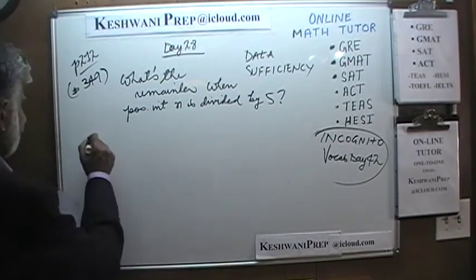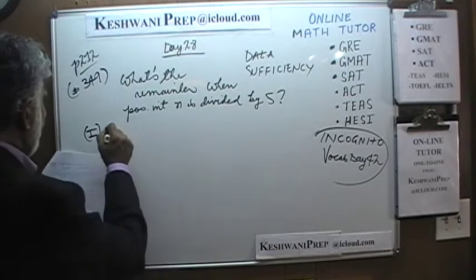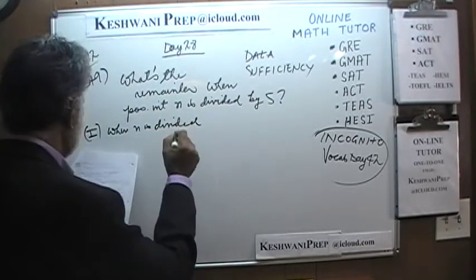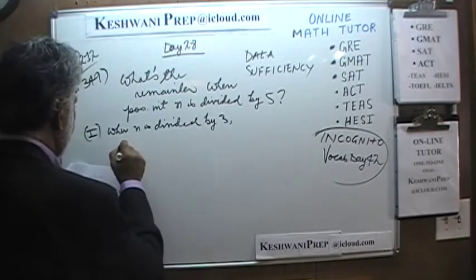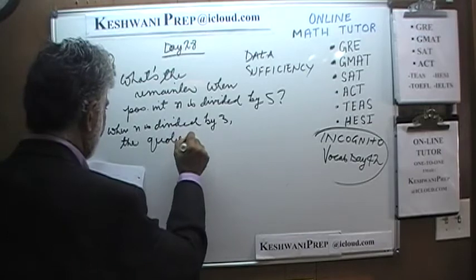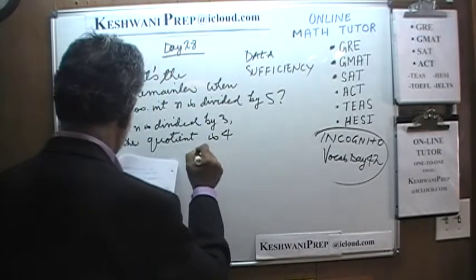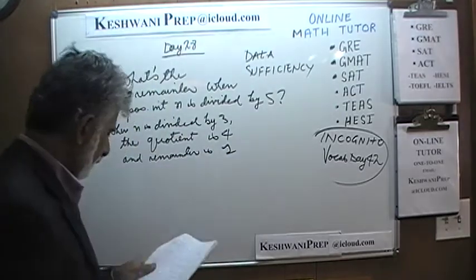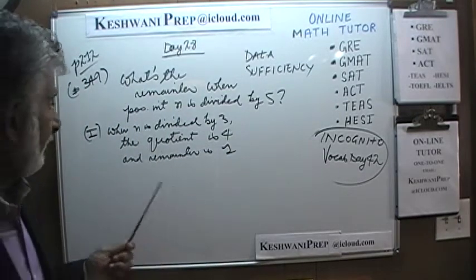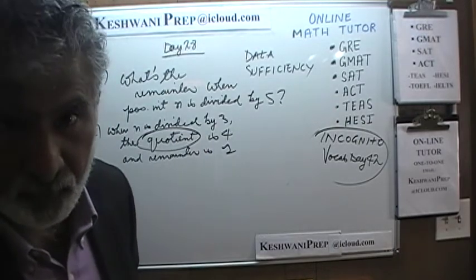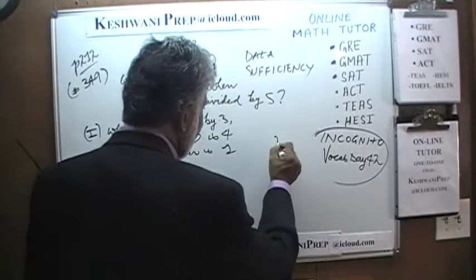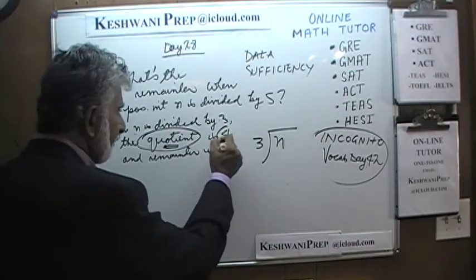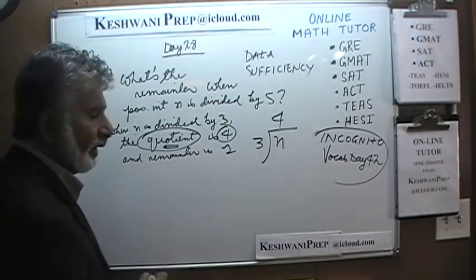Let's see what they tell us in statement 1. Statement 1 tells us that when n is divided by 3, the quotient is 4, and the remainder is 1. So we do have to know what these words mean. Quotient is simply a very fancy way of saying the result of a division problem. So here it says that when n is divided by 3, the result of that division, the quotient, is 4, and the remainder is 1.